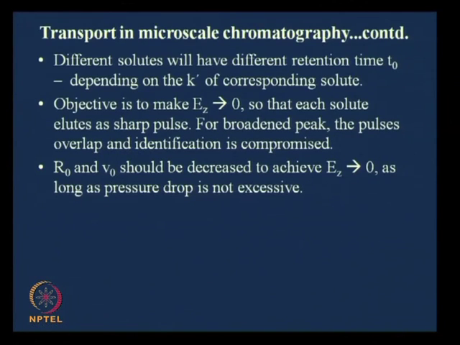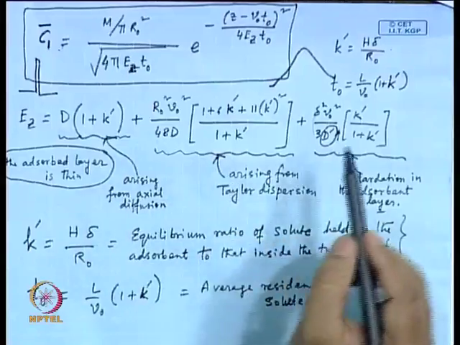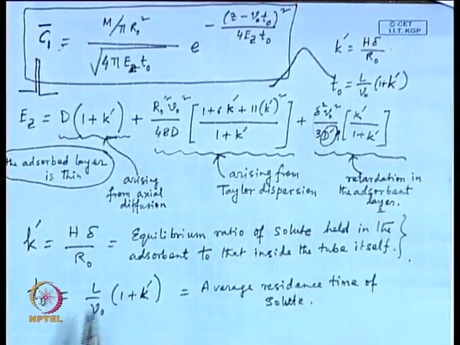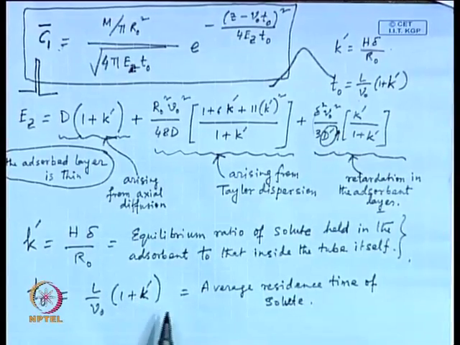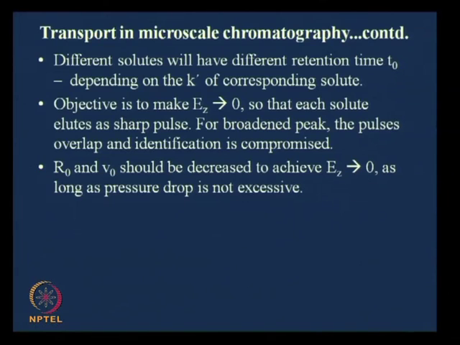Now, what you need to look at in this PowerPoint slide is that different solutes will have different retention time T 0, depending on the k prime of the corresponding solute. What is T 0 here? If I look at what we have written here, T 0 is equal to L by V 0 into 1 plus k prime, and k prime would be different for different solutes. We have 1, 2, 3, 4. For 1 you have some k prime, for 2 you have another k prime. So, depending on the value of the k prime, different solutes will have different retention time.